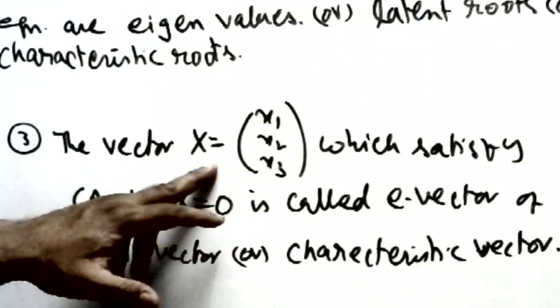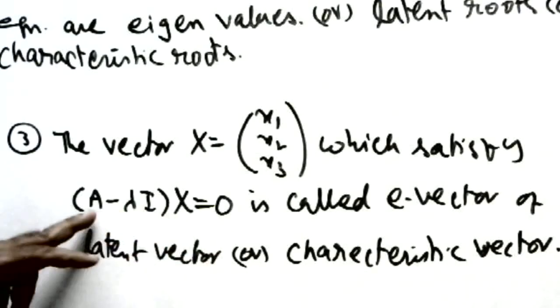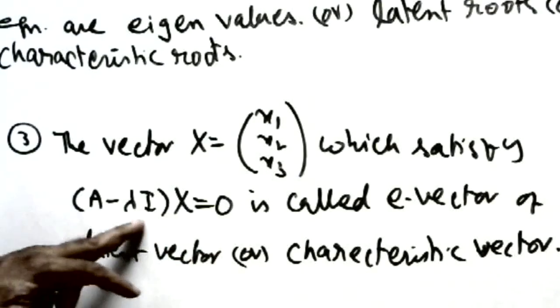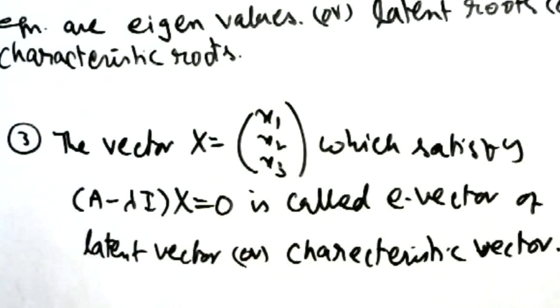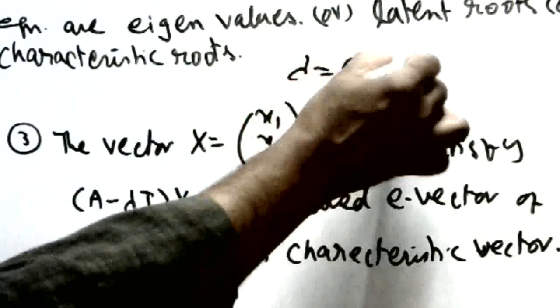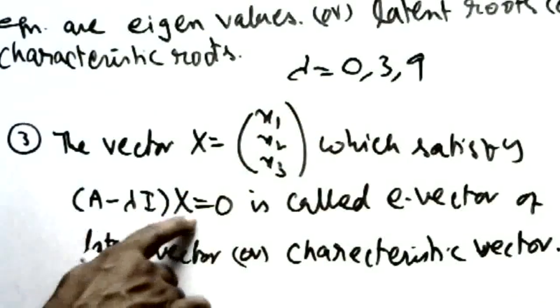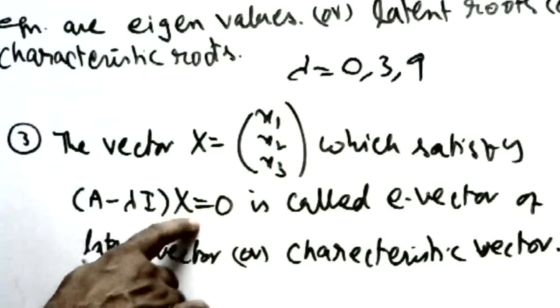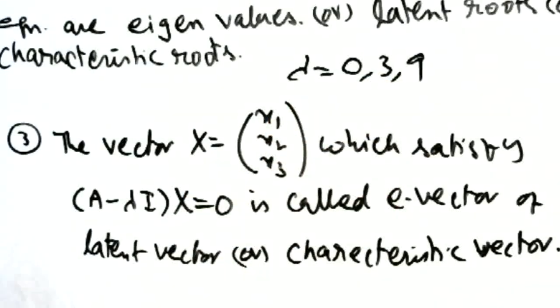Suppose the matrix X equals x1, x2, x3, a vector which satisfies the equation (A minus lambda I) X equals 0 is called an eigenvector or characteristic vector. Suppose we get the values of lambda as 0, 3, 5, 9. In the first case, we put the value of lambda as 0 and solve for X. The value of X is called the eigenvector. Then again we put the value 3, and again the other values, to get the vectors. So let me do one example practically.